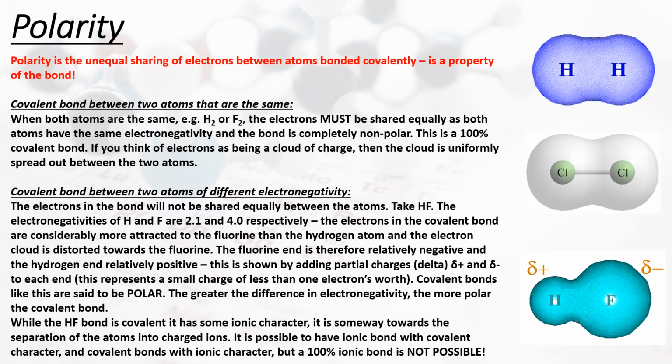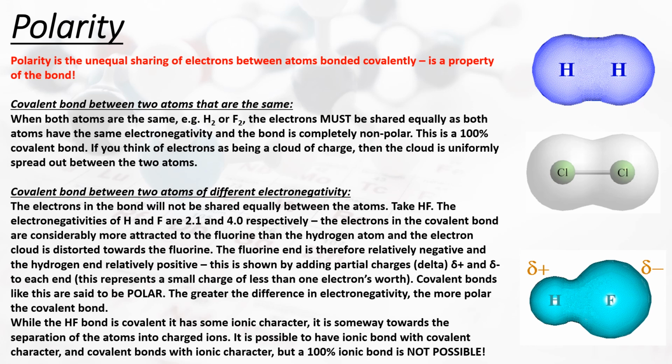If we then consider a covalent bond between two atoms of different electronegativities, then we start to see some differences. If we have two atoms that have different electronegativities, well now the electrons in the bond are not going to be shared equally between the atoms. For an example, let's take hydrogen fluoride, HF. The electronegativities of hydrogen and fluorine are 2.1 and 4.0 on the Pauling scale, respectively. So the electronegativity of the fluorine is much higher than the hydrogen, and that's what we expect because it's further to the top and further to the right.